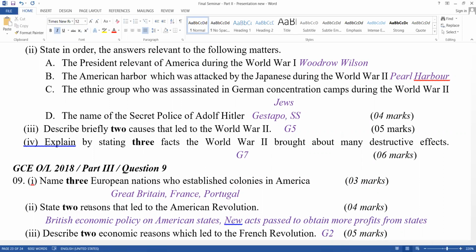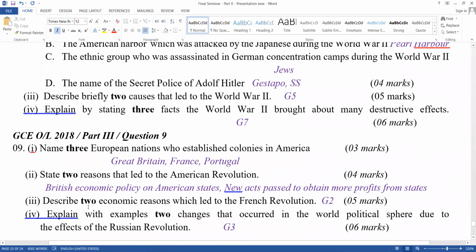Describe 2 economic reasons which led to the French Revolution. B2. Reasons for a French Revolution. Economic reasons: under that, you can write that economic difficulties faced by farmers, laborers, and common people. They had to pay more than 62% of the income as taxes. That one you can write. And the economic pressure created by the government through gabelle tax, capitation tax, and taille tax. So that is the second heading.